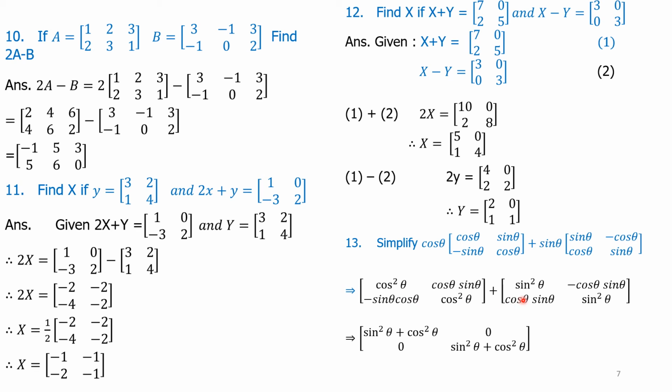Similarly, here in the second row, minus sin theta cos theta plus cos theta sin theta. Here it is plus and minus. Plus and minus get cancelled and we get the value 0. And here we get cos squared theta plus sin squared theta. But we know from the knowledge of our trigonometry, sin squared theta plus cos squared theta is equal to 1. So we get 1 and 0 as it is. And in the second row, the first item, that is item A21, is 0 as it is, and this sin squared theta plus cos squared theta is also 1. Therefore, the answer is the matrix 1 0 0 1, that is, the identity matrix.